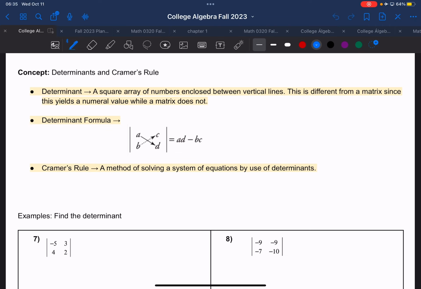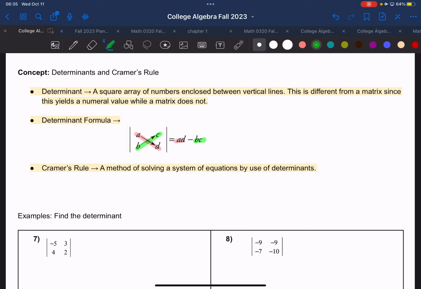So how you solve a determinant is you always multiply A times D first. So this is your first step, A times D, whatever is in that diagonal. And then there's always going to be a subtraction sign here. Always have that subtraction sign. And then you're multiplying B times C, so the other diagonal. And these are always going to be numbers. So you're going to multiply these numbers together, subtract them, and that number is the determinant.